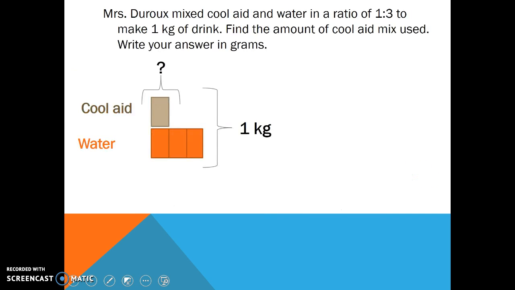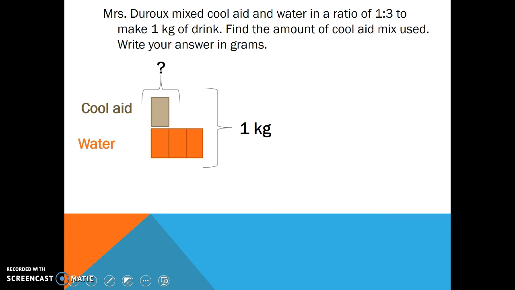All right, now we've got Mrs. Duroux mixing Kool-Aid and water in a ratio of 1 to 3 to make 1 kilogram of drink. Find the amount of Kool-Aid mix used. Write your answer in grams. Okay, so that's really key, you guys. Whenever you have one of these word problems where you have kilograms, it's just going to make your life so much easier if you convert to grams. And actually, as soon as I said that, I realized I probably can't make a generalization like that. So I shouldn't say whenever, but I'd say for the most part, usually your life will be easier if you just go ahead and convert that to grams.